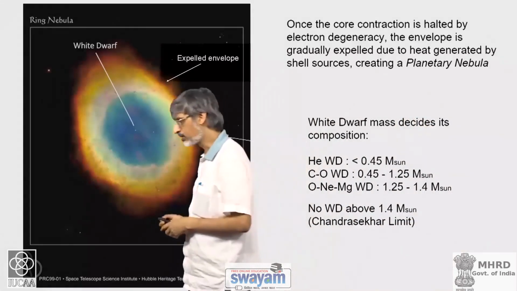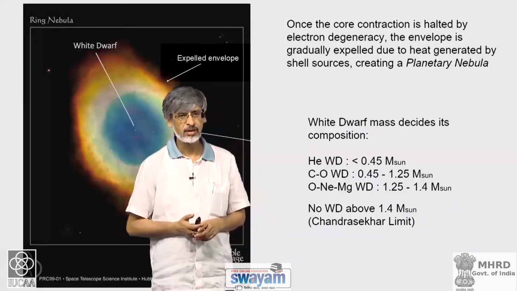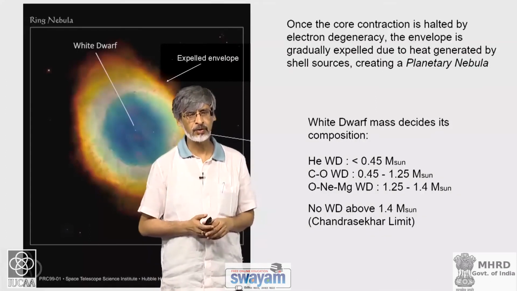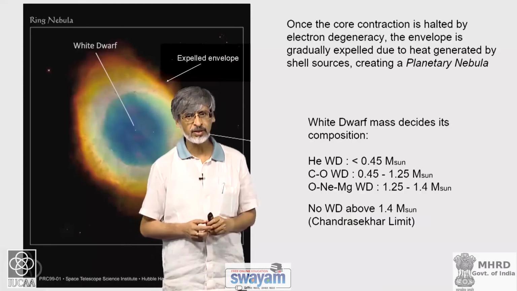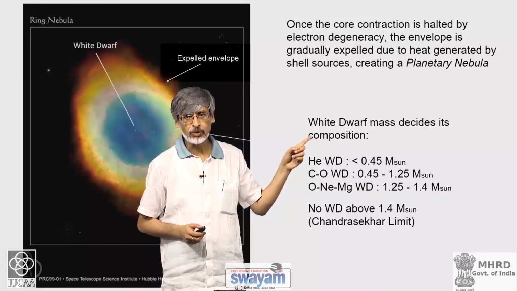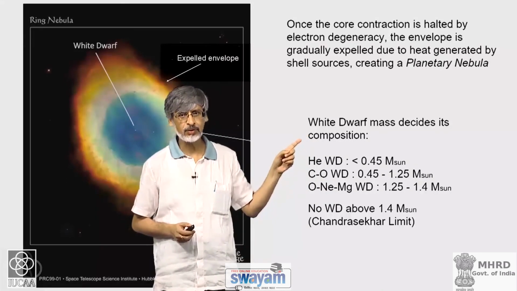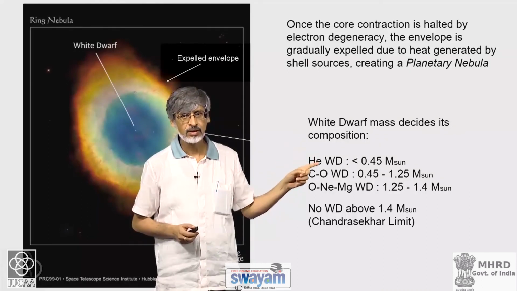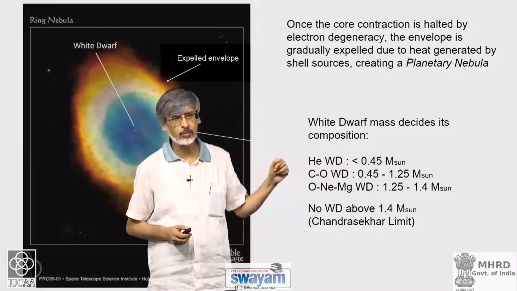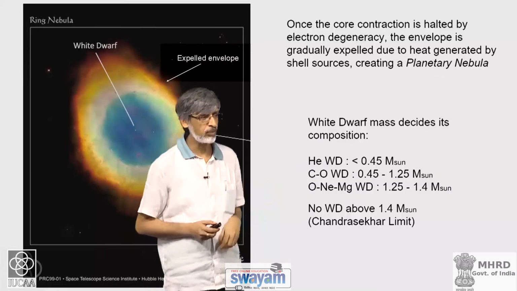Clearly, since the stage at which the contraction stops depends on the mass of the core, as I explained in the previous slide, you have the composition of the white dwarf decided by the mass of the white dwarf. If the mass of the white dwarf happens to be less than about 0.45 times the mass of the sun, then the white dwarf would be composed only of helium.